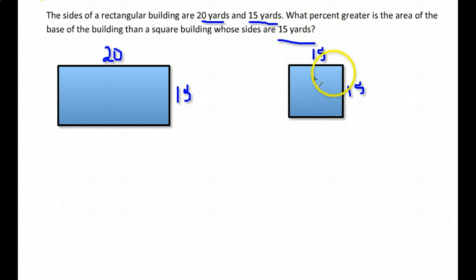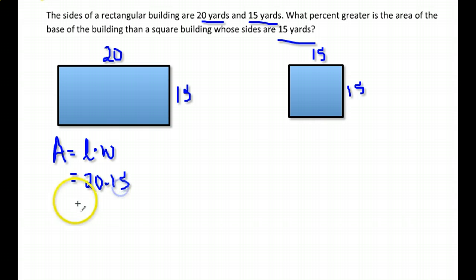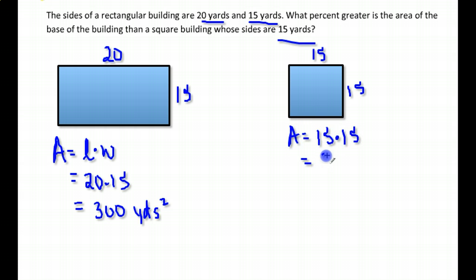They want to know what percent greater is the rectangle than the square. Well, we need to know the area of a rectangle is the length times the width. So it is 20 times 15, or 300 square yards. Okay, let's find our square building. The area of a square is also length times width. So we get 15 times 15, which is 225 square yards.